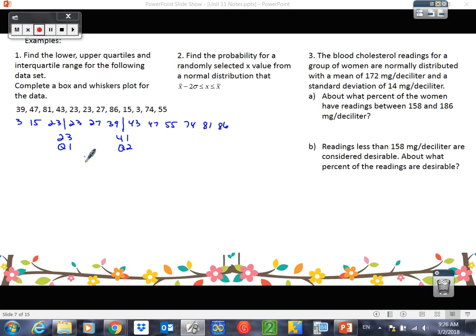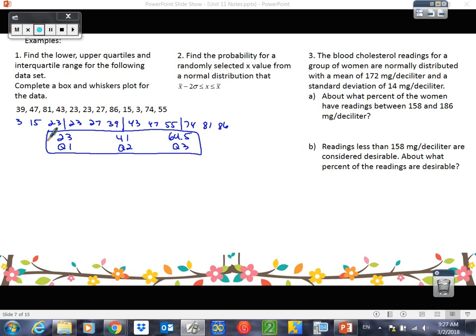So now let's go to the upper half of the data, which happens to be right here. And it's a little bit different. We would add 55 plus 74 and then divide that by 2, right? Well, that's what we do when we have a situation like that. And we're going to get 64.5. 64.5 is Q3. So these are our quartiles. So that's the answer to the first question. These are all the quartiles. Okay, we okay with that?